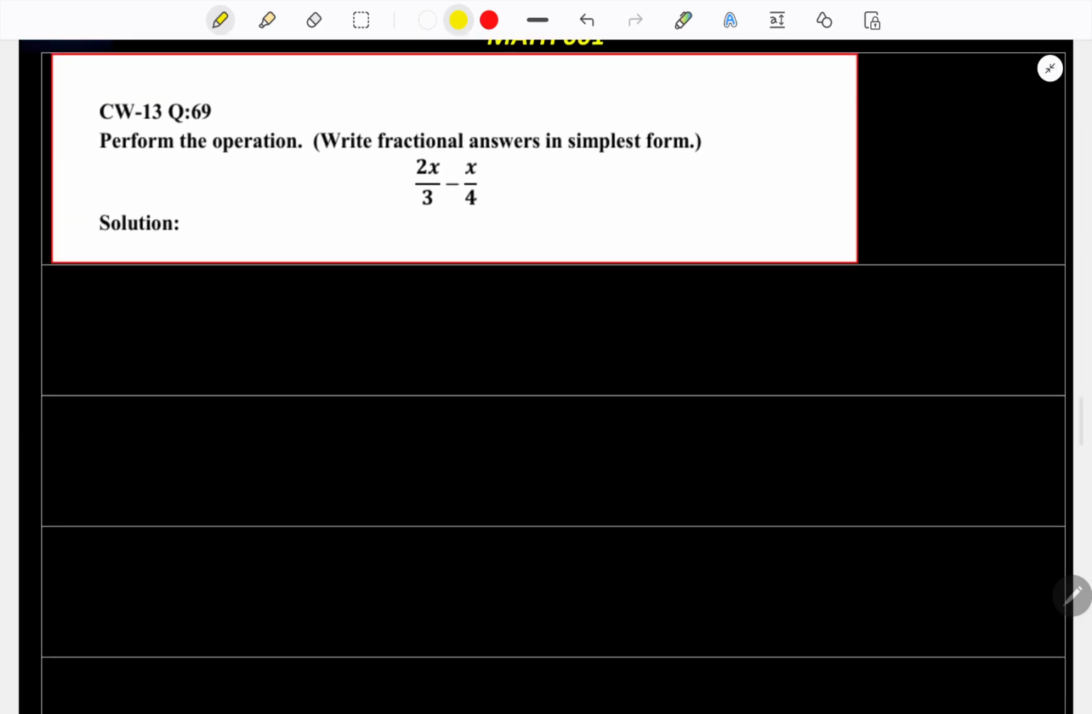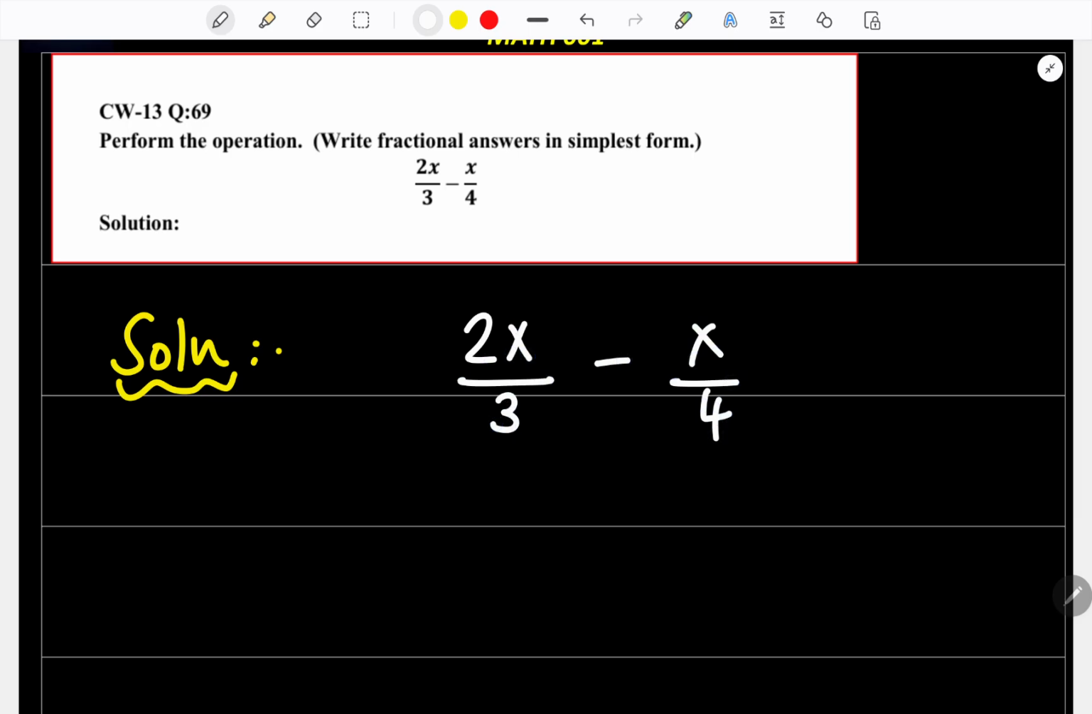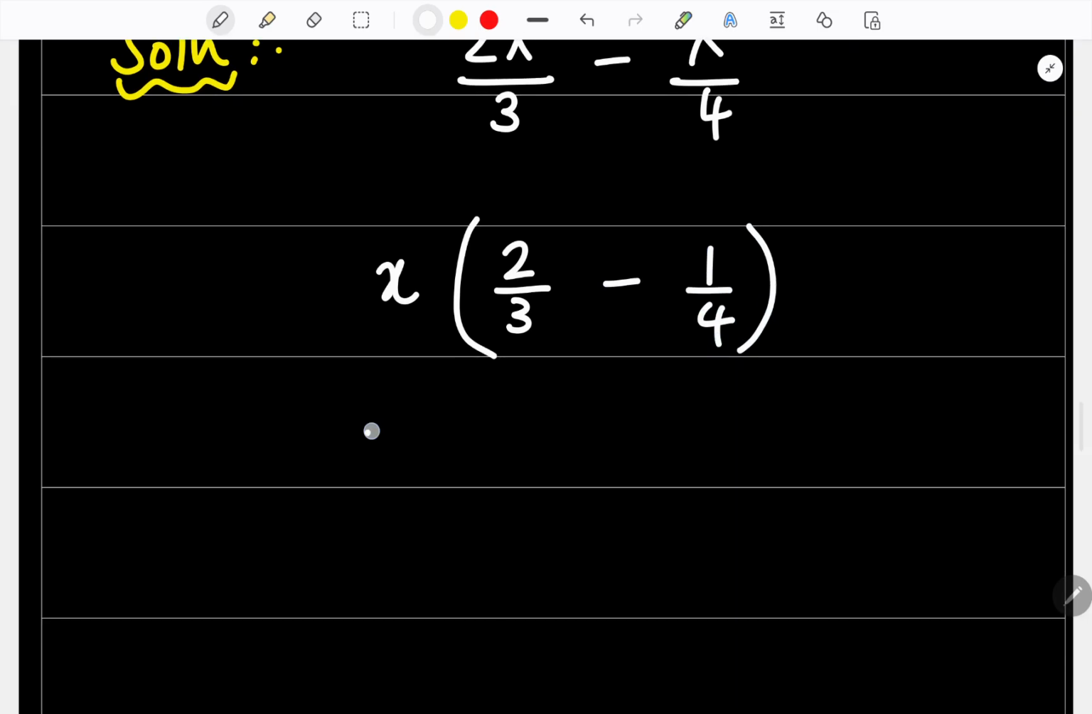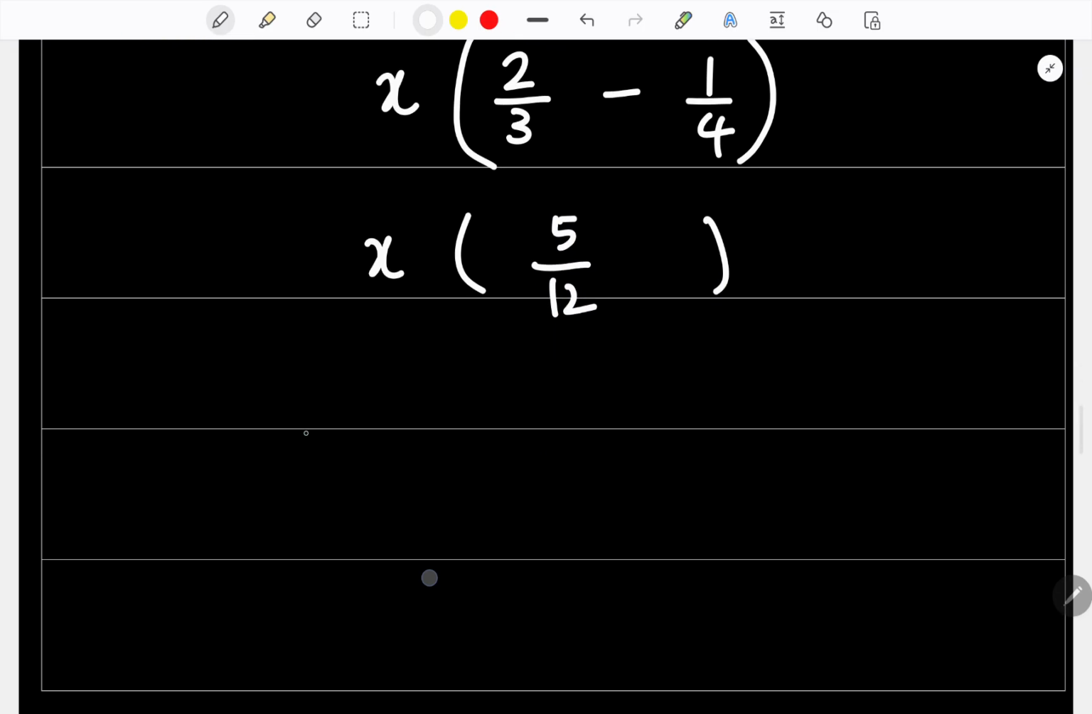Write the fractions in the simplest form. Let's go to the solution. 2x by 3 minus x by 4. Take your calculator. This is the mu'amal, so I take the mu'amal outside. What is inside? 2 by 3 minus 1 by 4. Put this in the calculator: 2 by 3 minus 1 by 4 is 5 divided by 12. So the answer is 5x divided by 12. This is not the last question.